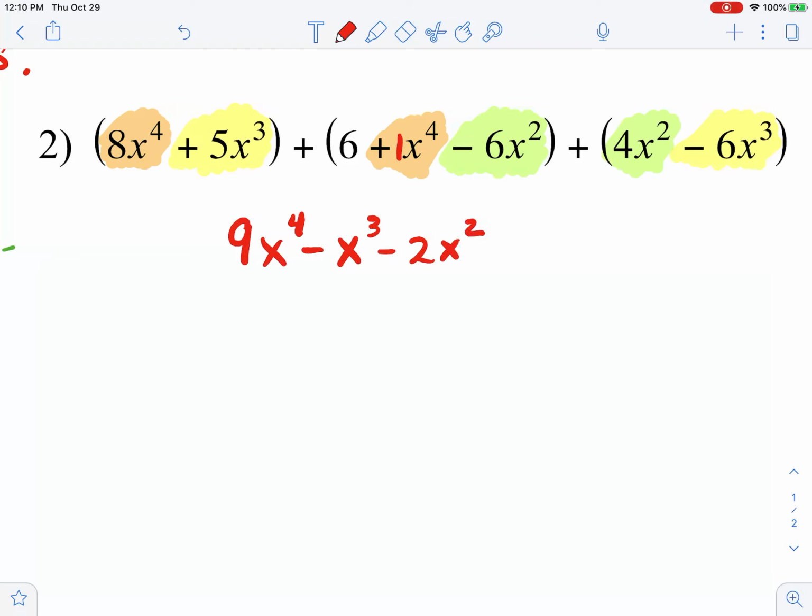This would be an interesting time to just stop and make note of what's actually happening here. Notice that when I'm combining like terms together, I am only combining the coefficients of the terms together. I am not doing anything with the variable or the exponent. I'm not adding the exponents. I'm not multiplying exponents. I am only combining the coefficients of each term together. So when we had 8x to the fourth plus 1x to the fourth, all I did was add 8 plus 1, and I left the x to the fourth as is.